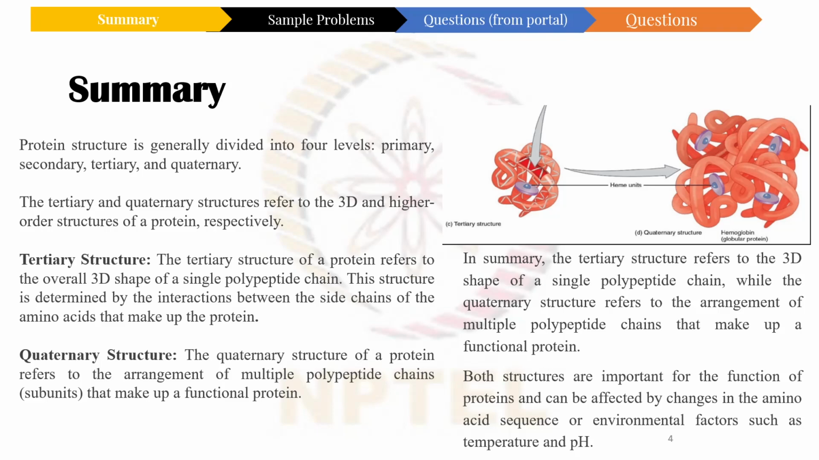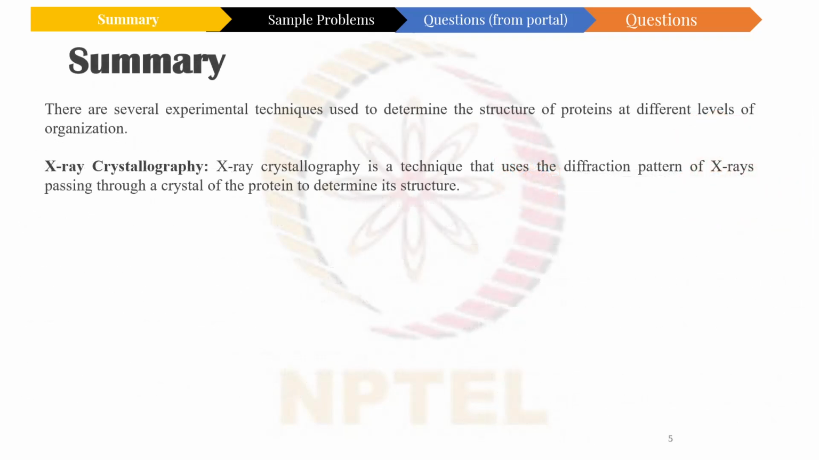Both these structures are important for the function of a protein and can be affected by changes in the amino acid sequence or environmental factors such as temperature and pH. Next, how do we get these 3D structures, the tertiary or quaternary structure of a protein? There are several experimental techniques used to determine the structure of a protein at different levels of organization. Here are some of the most common methods I'll discuss.